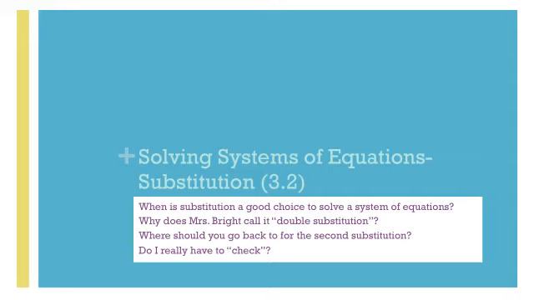So this time is solving by substitution, and the question that always comes up is how do I know when to use which method? It's a personal choice, but you need to be able to do all of them, so figure out when this one is going to be good. Why do I call it double substitution? And where should you go back for that second substitution of the double substitution? And the ever popular, do I really have to check my answers?